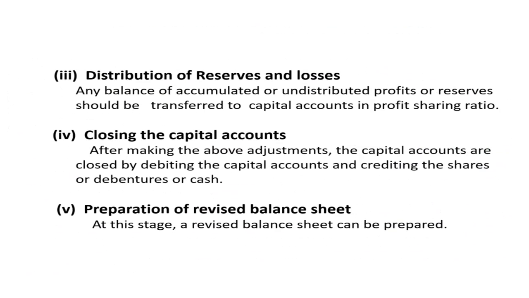Then third one, distribution of reserves and losses. Any balance of accumulated or undistributed profit or reserve should be transferred to capital accounts in profit sharing ratio. Then fourth one, closing the capital accounts. After making the above adjustments, the capital accounts are closed by debiting the capital accounts and crediting the shares or debentures or cash. Then we go for the preparation of revised balance sheet. At this stage, a revised balance sheet can be prepared.